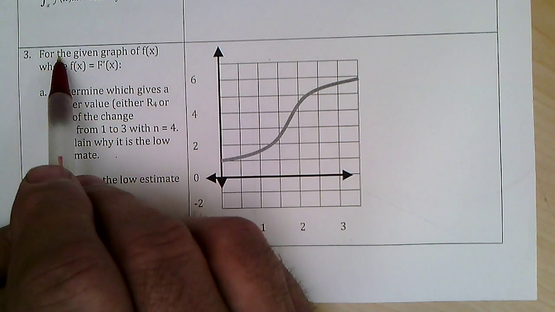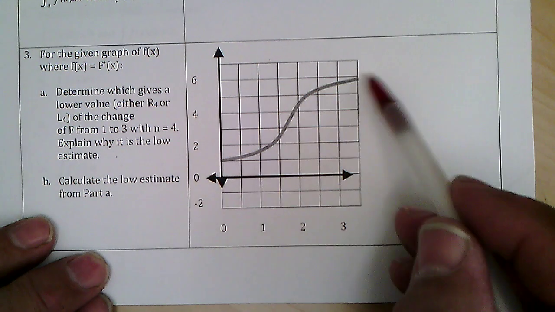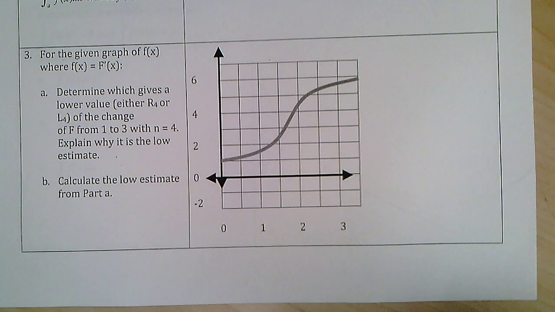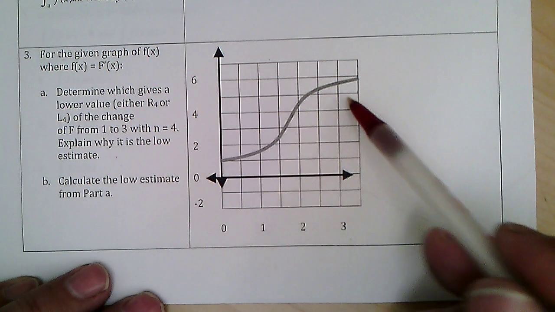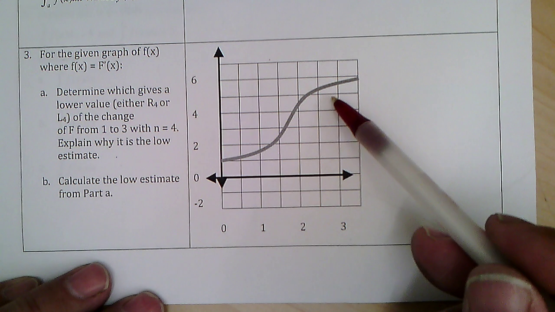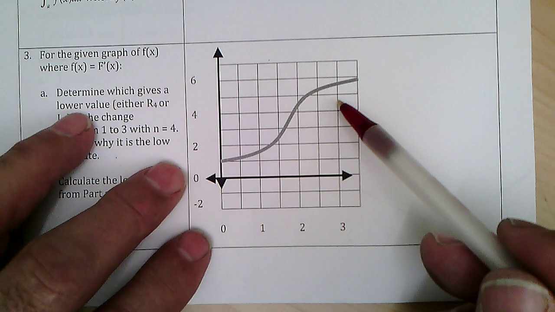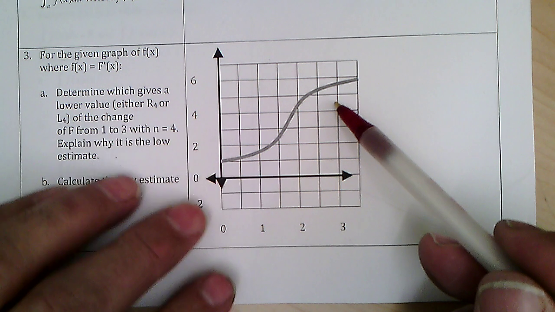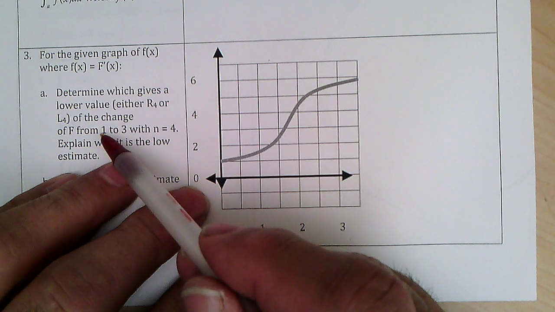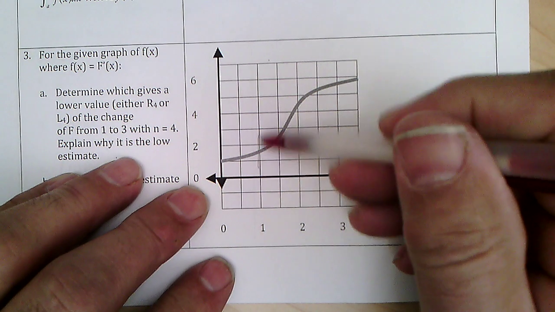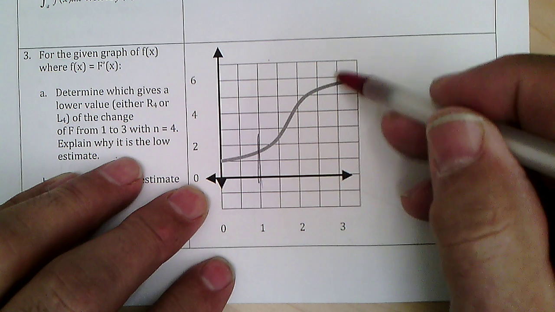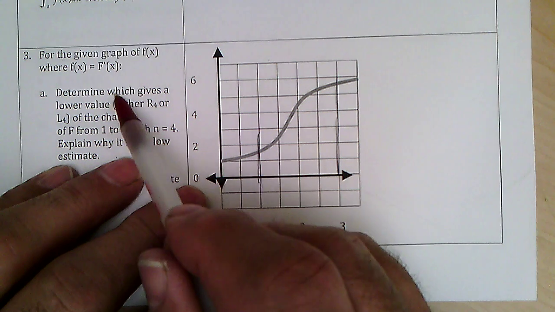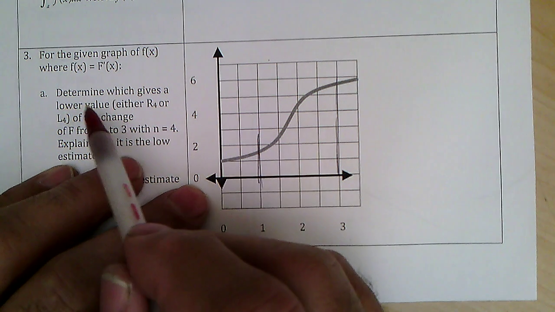Okay, so this is f of x, and f of x is the derivative of capital F of x. So capital F of x would be the function that's the area, and it changes according to the area under this. So determine which gives a lower value, R4 or L4, of the change of f from 1 to 3. Okay, so now we're just supposed to determine which one's going to give the lower value.